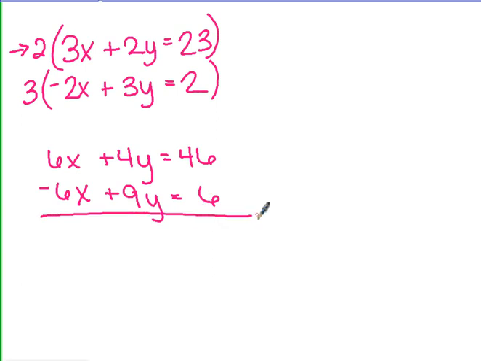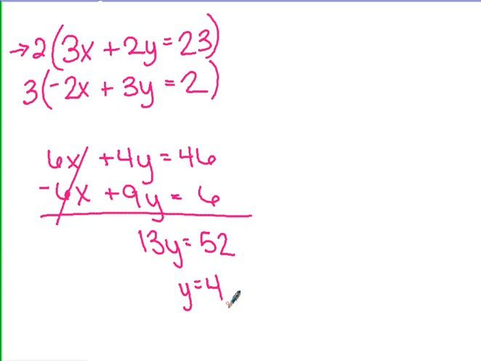All right, so now I have the same coefficient, different signs in my x values. So we're going to do a linear combination, or we're going to add the two together. Well, 6x minus 6x is nothing, and that eliminates our x terms. All right, so then we have 4y plus 9y is 13y, and 46 plus 6 is 52. We divide by 13, y equals 4. Now that we've solved for y, we can substitute it into another equation and solve for x.